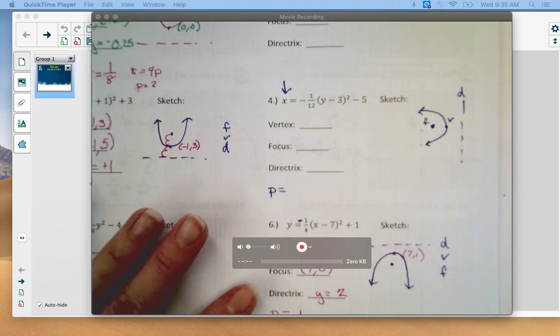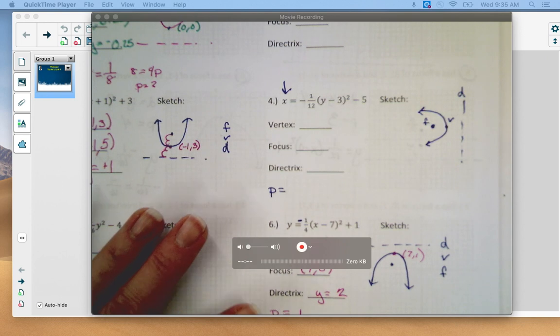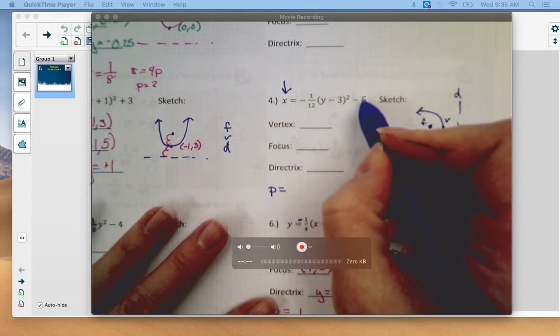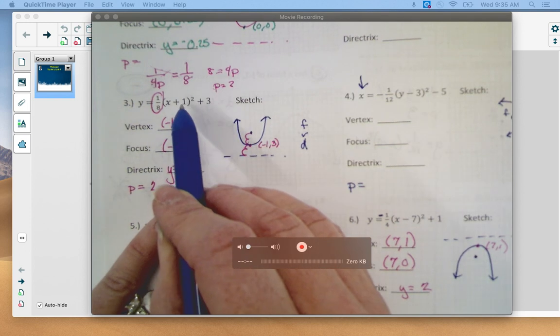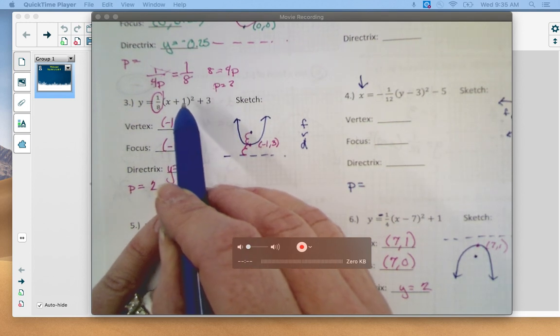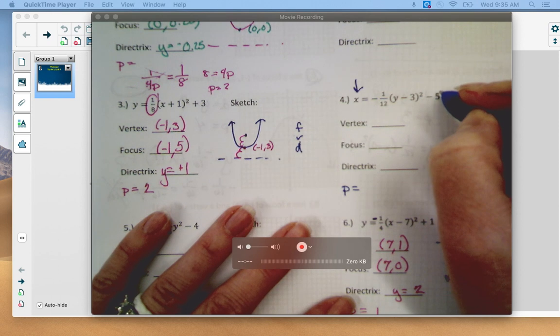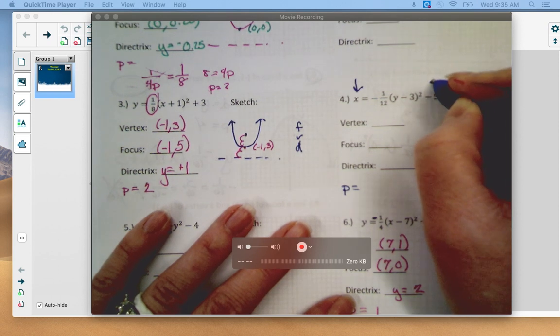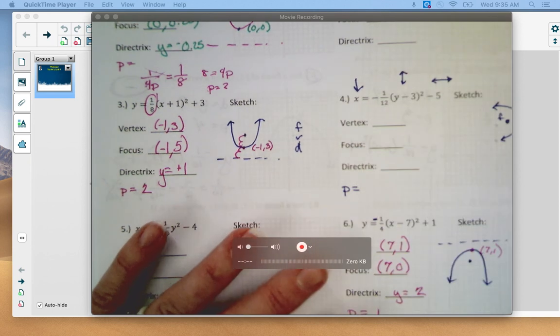Now here's where it gets a little tricky. Do you remember the movements? This one was up and down, and this was left or right, correct? So is this up or down, or is this left and right? This is left and right. This is up and down.